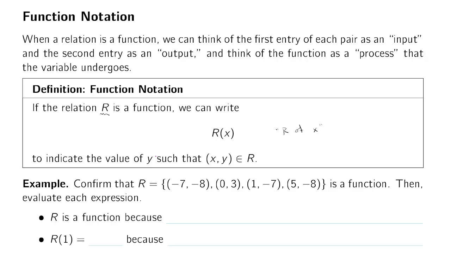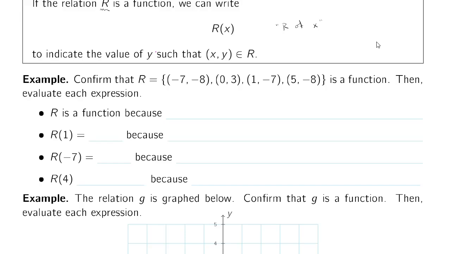And so we can think of this as, if you give me an x, I can dig through my relation R and find that one pair that has x as the first entry, and I can tell you what y it goes with. So let's just look at an example of how we use this notation. Here we have a relation R, and we're going to double check this is a function. And then we're going to use this R of x notation.